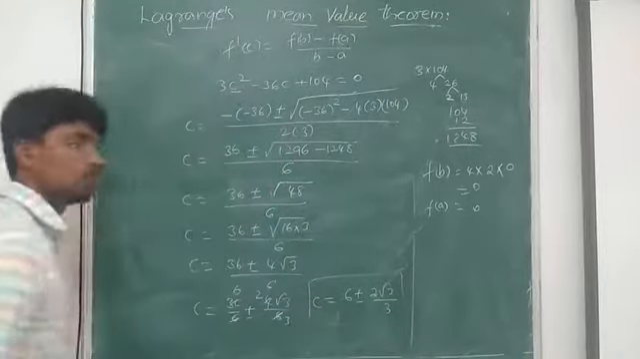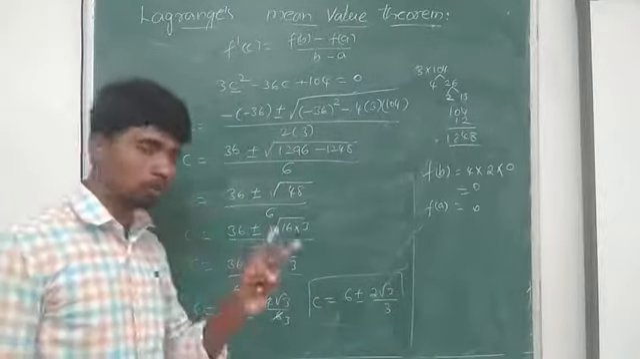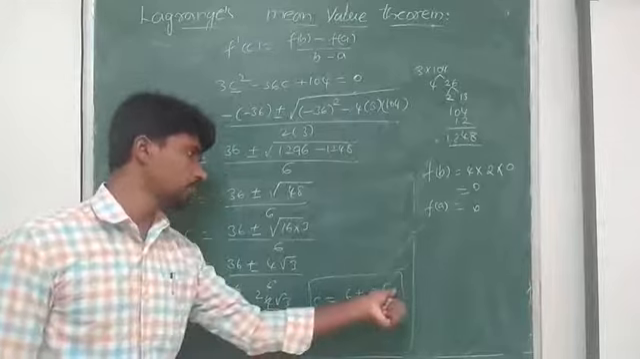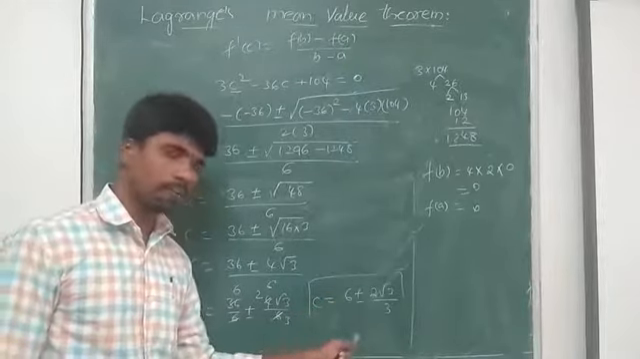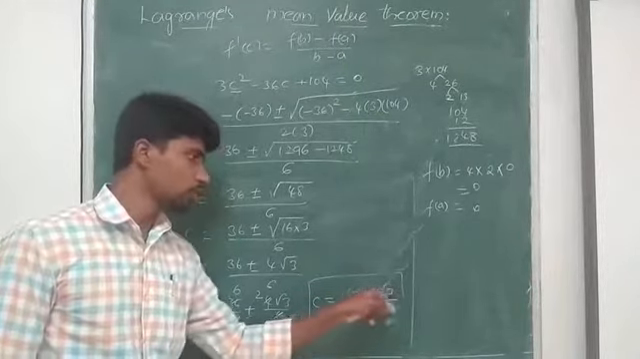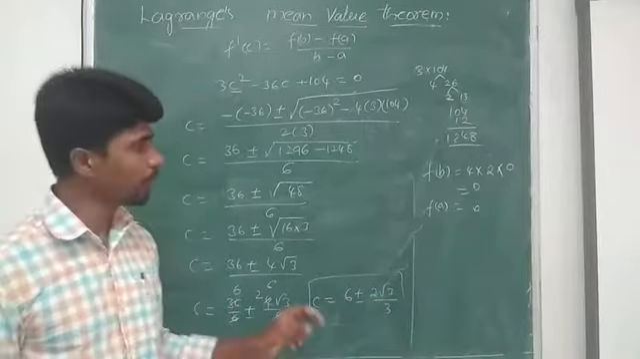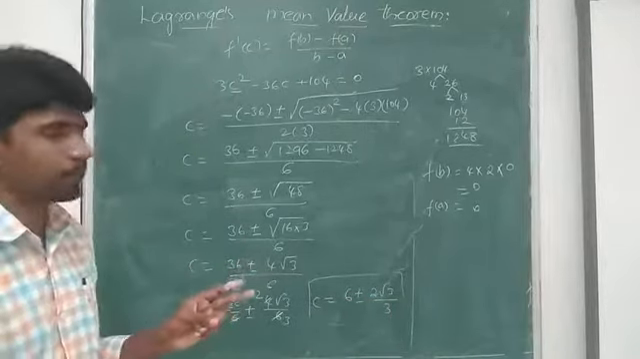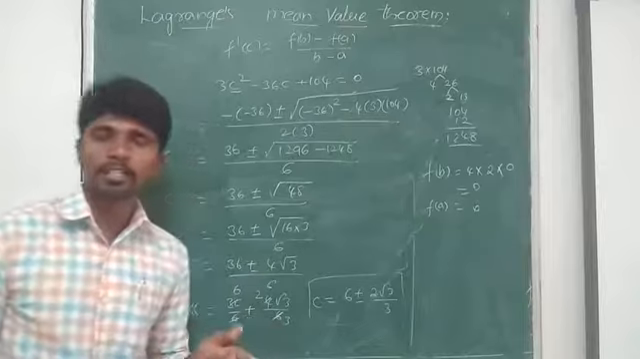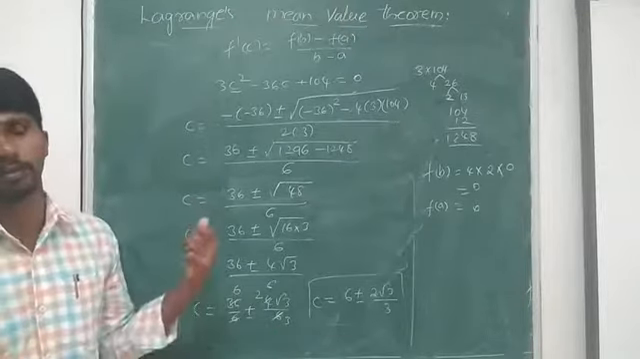So we have 2 points which are nothing but C equals 6 plus 2 root 3 by 3 and one more, 6 minus 2 root 3 by 3. So we have 2 such points where we can draw tangents parallel to the chord, right?